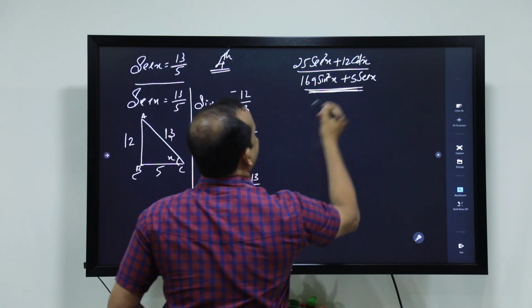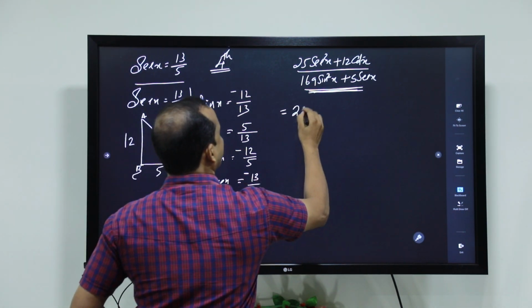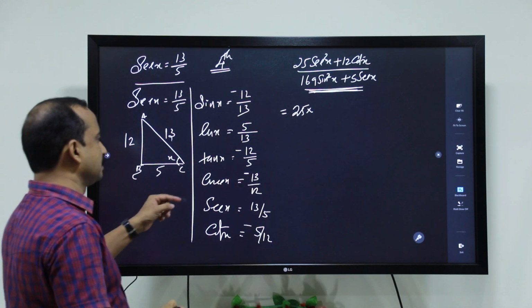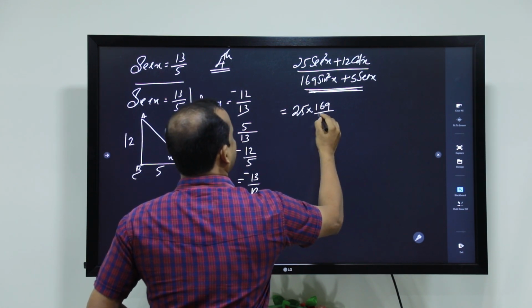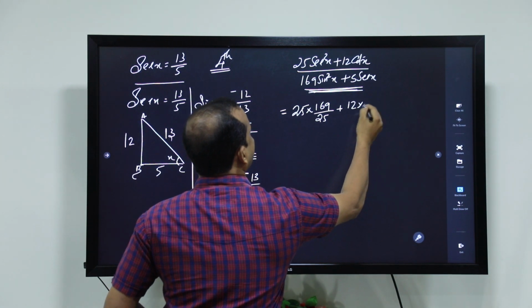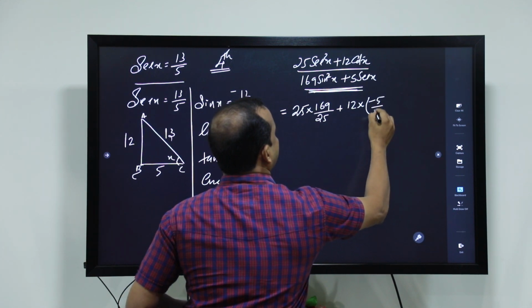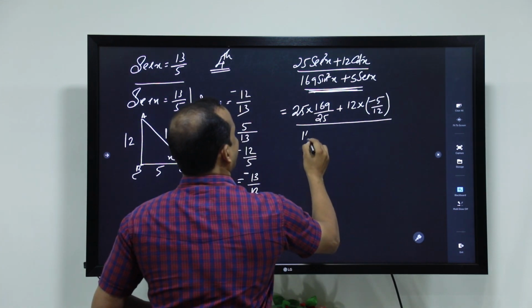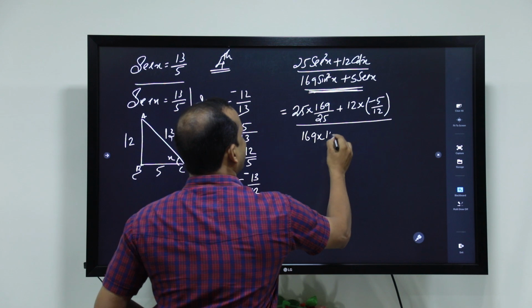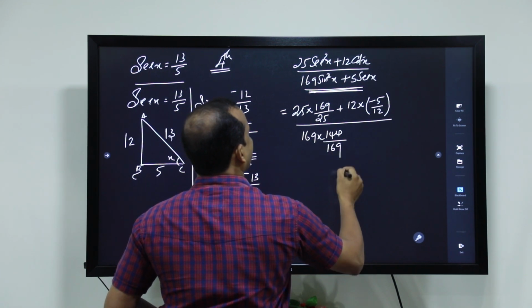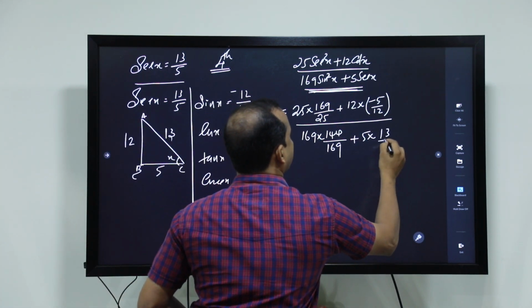Now we find the value of 25 sec square x plus 12 cot x by 169 sine square x plus 5 sec x. That is 25 into sec square x. You know sec x is 13 by 5, and the square value is 169 divided by 25, plus 12 into cot x, which is minus 5 by 12. The whole divided by 169 into sine square x. What is sin x? Minus 12 by 13. Square value is 144 divided by 169, plus 5 into sec x. You know sec x is 13 divided by 5.